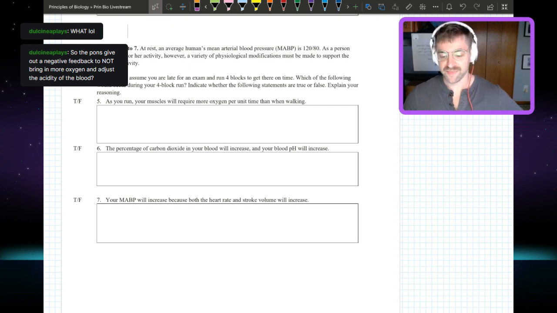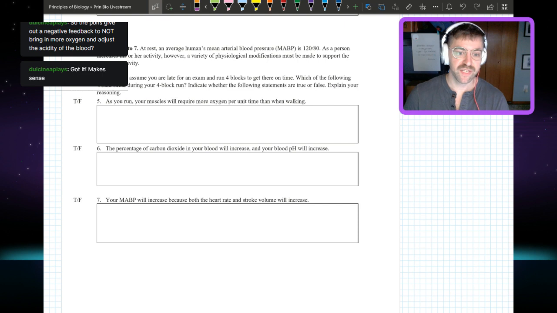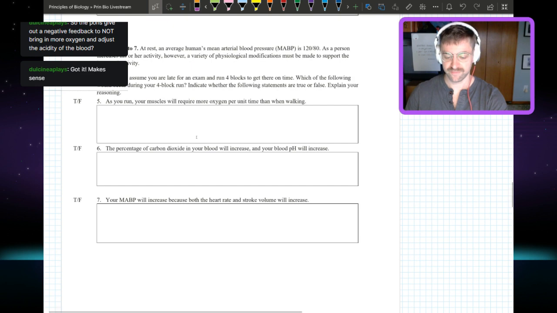Why all of the acronyms? Mean arterial blood pressure will increase because both the heart rate and stroke volume increase. This is true. To increase the rate of delivery of both food and oxygen to the muscles, both heart rate and stroke volume will increase. So not only are you going to be moving blood faster, your heart is going to be taking in more of it to move more per stroke. That's that stroke volume. Cool.